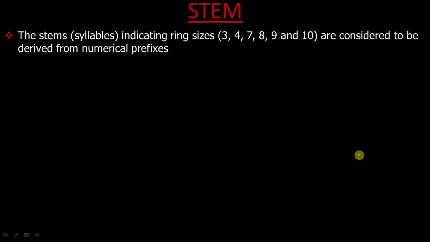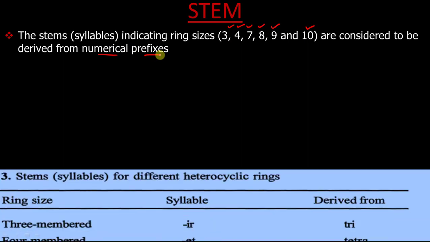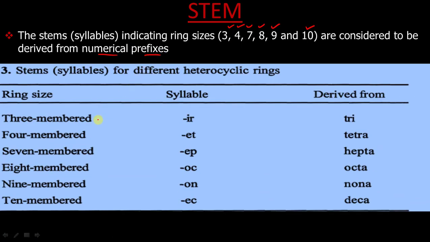Now the stems indicating the size, 3, 4, 7, 8, 9 and 10 membered rings, are derived from their numerical prefixes. How? Let us see from this table. For the 3 membered ring, the term is tri. So from this they have derived IR.